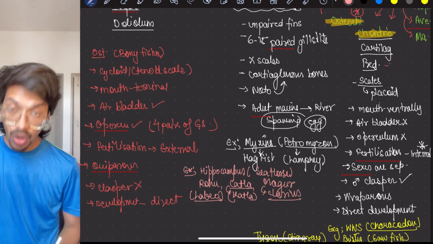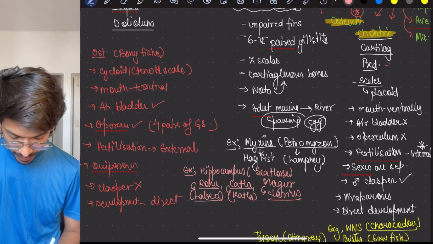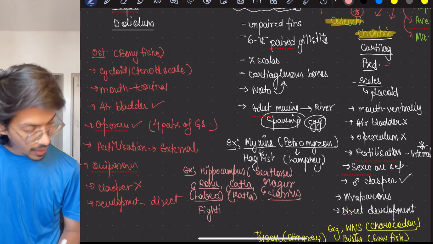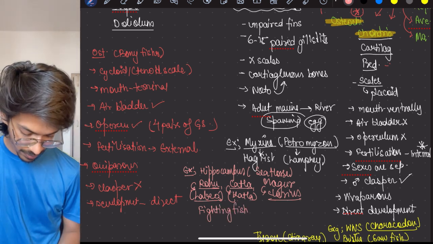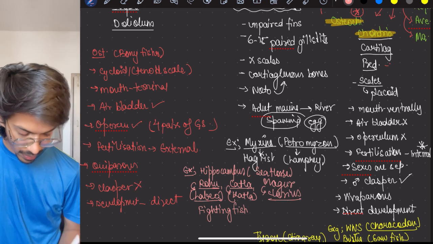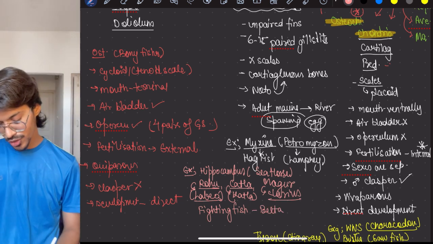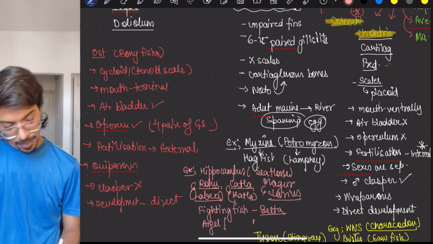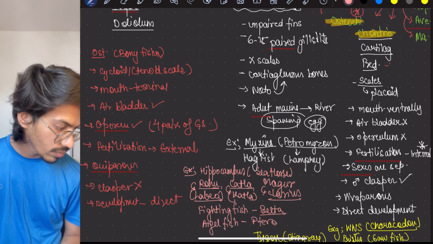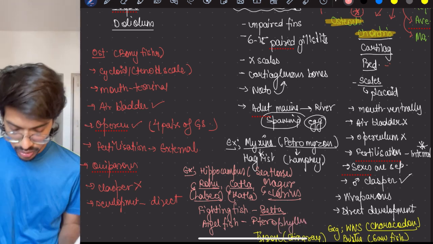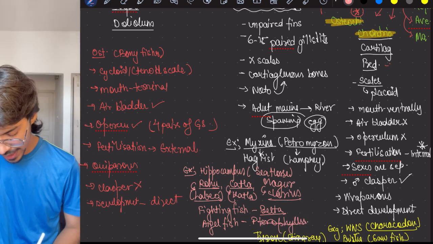Okay, moving on, there are certain fighting fishes there. Fighting fish. The fighting fish is what? It is Betta. Then we have angelfish. That is what? Pterophyllum. Okay. Then we have Exocoetus. That is the last one. Exocoetus, which is what? Flying fish.